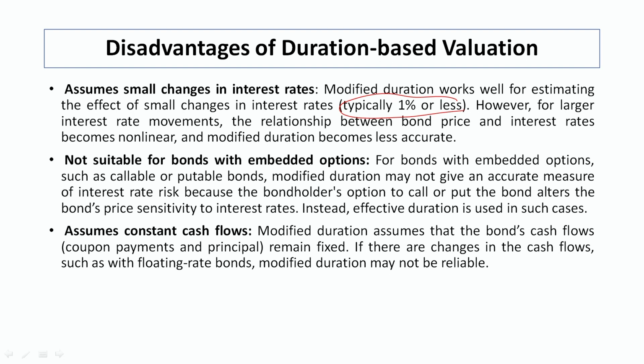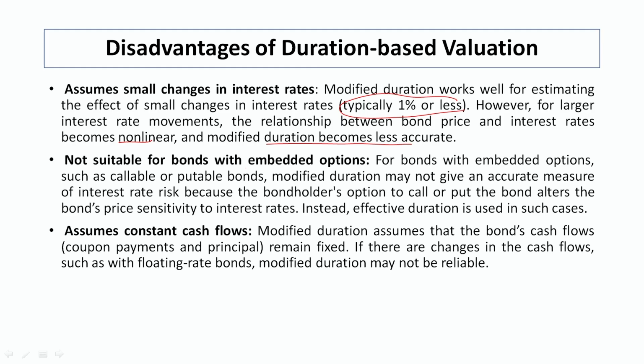However, with a large interest rate movement, the relationship between bond price and interest rate becomes non-linear and modified duration becomes less attractive at that particular point of time. So, if there are small or minute changes, they can be easily captured, but if there are large changes in interest rate, it becomes difficult to capture.